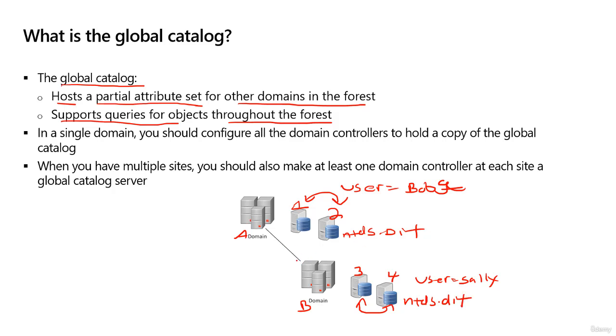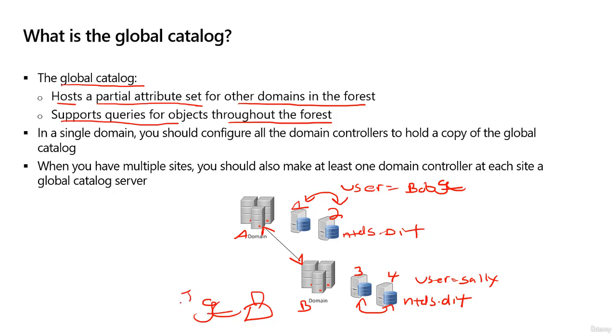These two domains are simply connected to each other through what we call a trust relationship, but each one has its own set of objects. So whenever you see multiple domains in a forest like this, always think of it as separate databases. There's really one database per domain, and that database is replicated to all domain controllers in that domain. That poses a challenge.